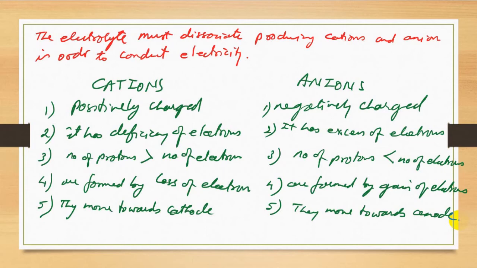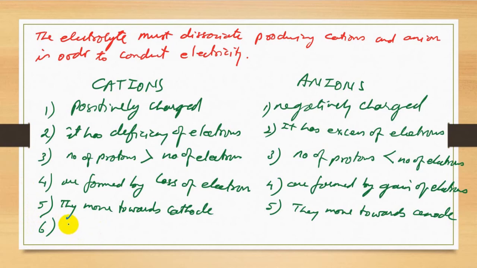Okay, and then since anions have lots of electrons, they can give electrons, and cations have fewer electrons, they can take electrons, isn't it? So what will happen? Cations accept electrons and get neutralized. That means they are reduced. And anions give electrons, means loss of electrons, and then they are neutralized.